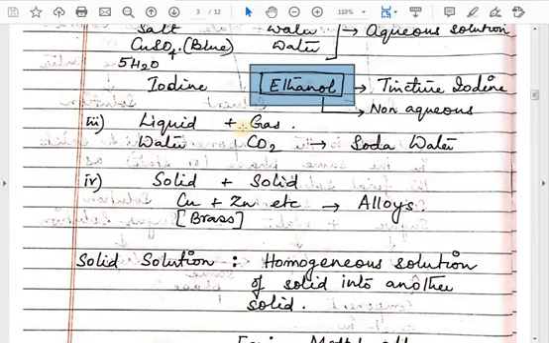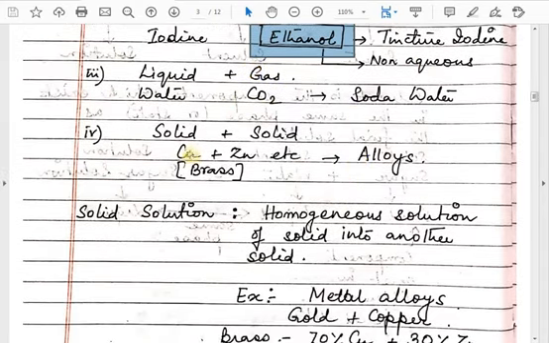There is liquid and gas, where the liquid is the solvent and the gas is the solute. It is soda water, most common in Coca-Cola and Thums Up, etc.